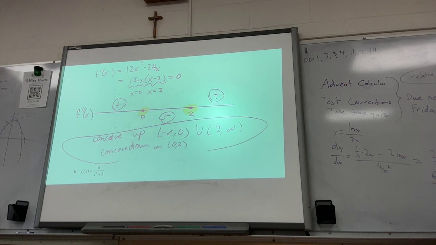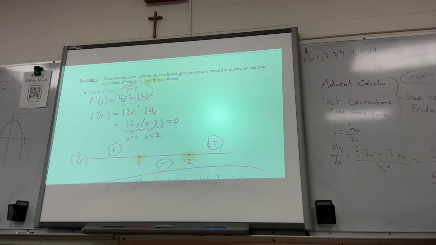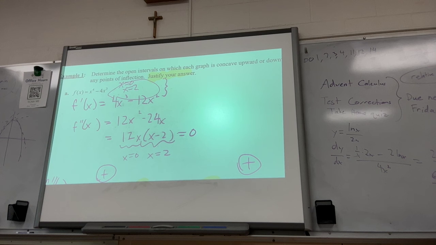But to get full points on the AP exam, i.e. on your test, when you justify your answer, a sign chart doesn't justify it. You have to actually write it out in English. So why are these our two points of inflection? Because what was the definition? Let's play it safe. We'll say because f of x changes concavity here. That is the definition of an inflection point.